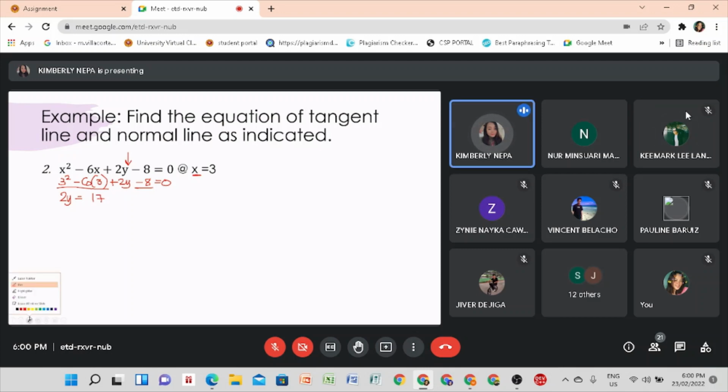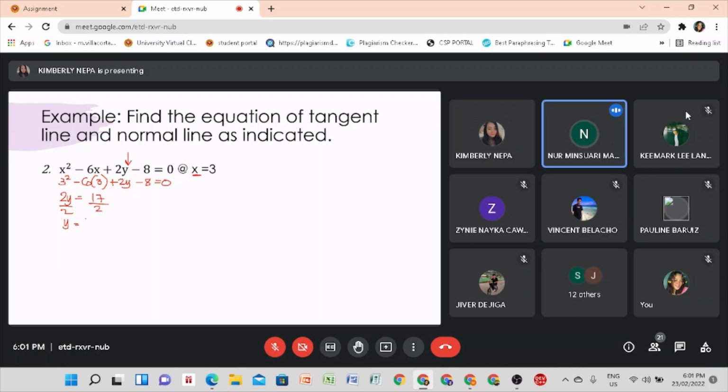Okay, do you understand, class? Still following? Yes po. Okay, so in order for us to find the value of y, divide by 2. So y is equivalent to 17 over 2. Can we still simplify this? Hindi na po. So our value for y is 17 over 2. So after that, the point given here is 3 and 17 over 2. Correct? Yes po.